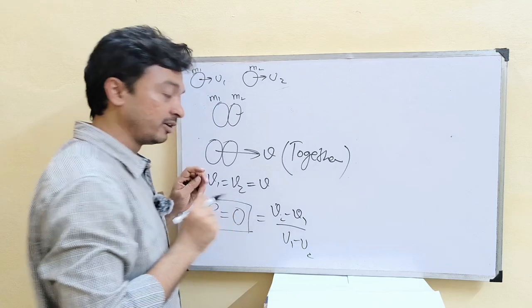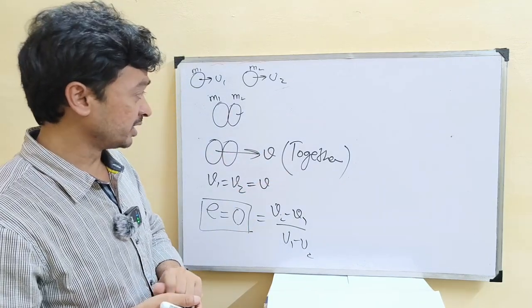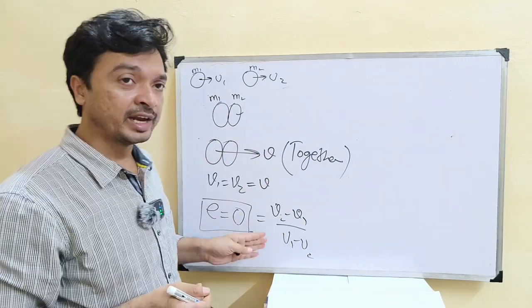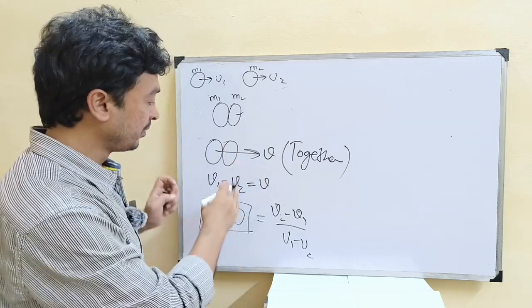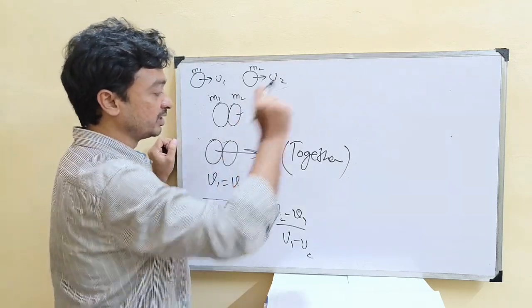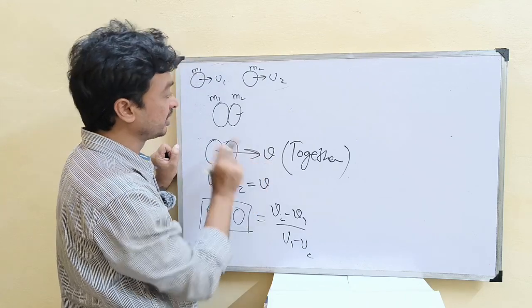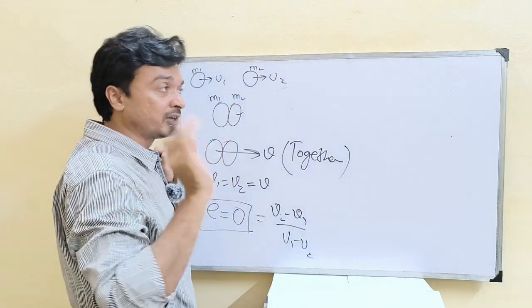They will stick together and move with a common velocity. Again, there will be a loss of kinetic energy, and this kinetic energy loss will be maximum. Okay, there will be maximum loss of kinetic energy. So for solving this, how do we write the common velocity? Just by conservation of momentum.